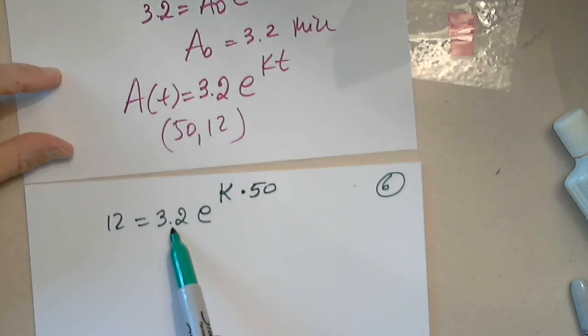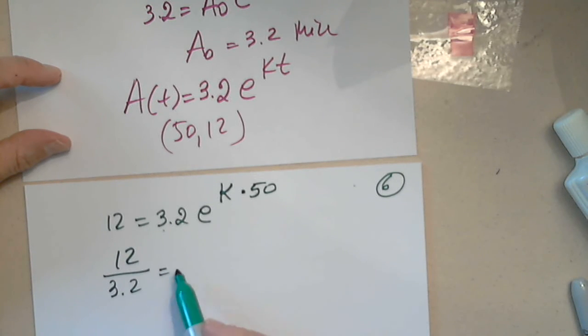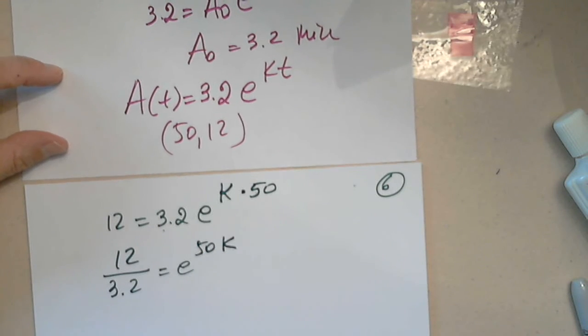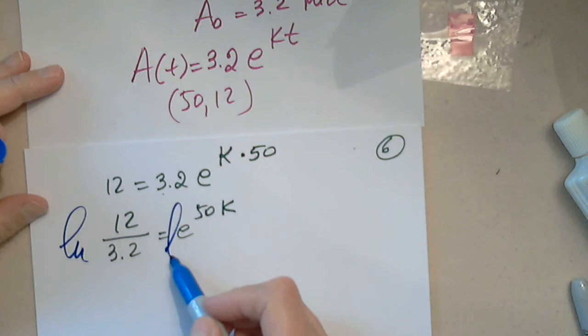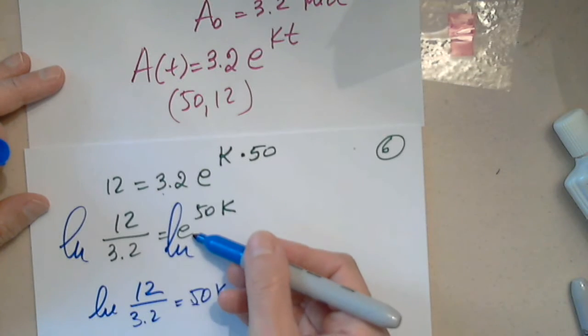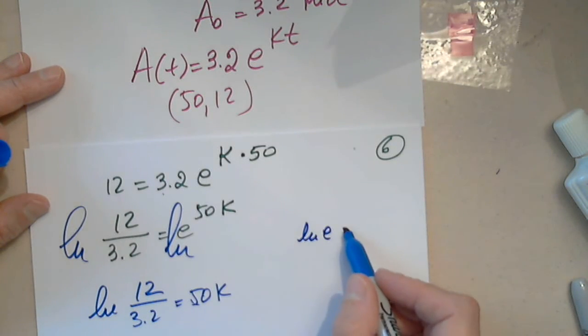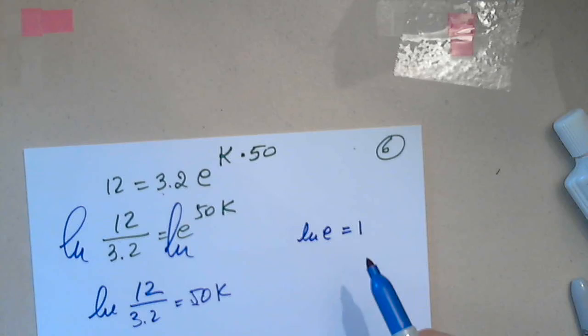Good. So now, like before, we have to first divide by 3.2, but not actually perform the operation. And yes, we have to use the inverse function. What would be the inverse function of e to the x that I have to apply to both sides? Natural log. Excellent. So natural log of 12 divided by 3.2. I bring down 50k. I should write times natural log e, but again, we know natural log e is 1. Perfect. Great job.